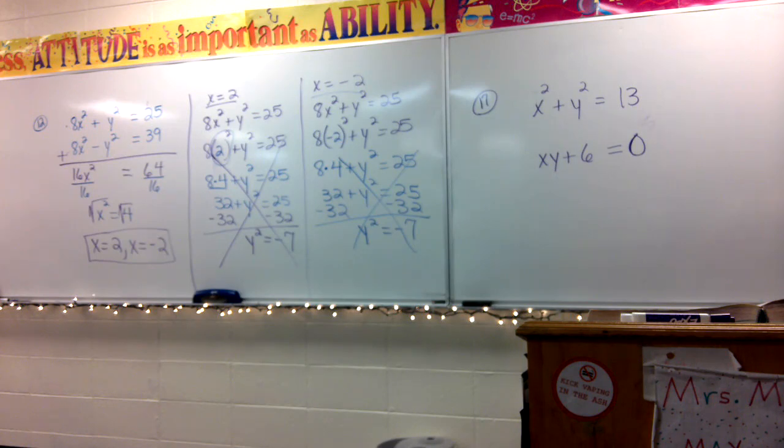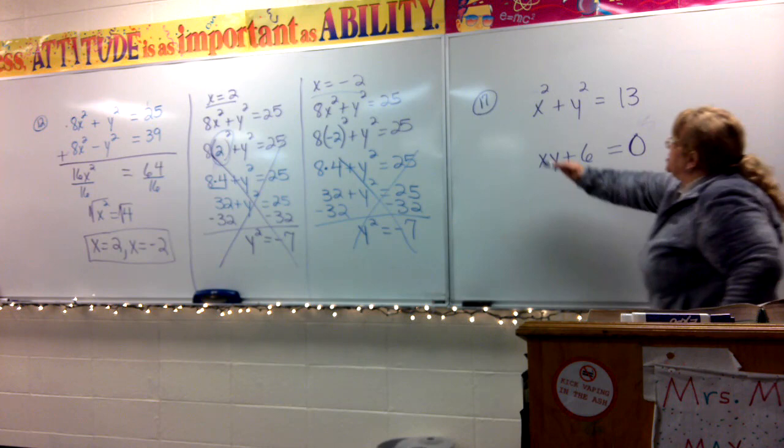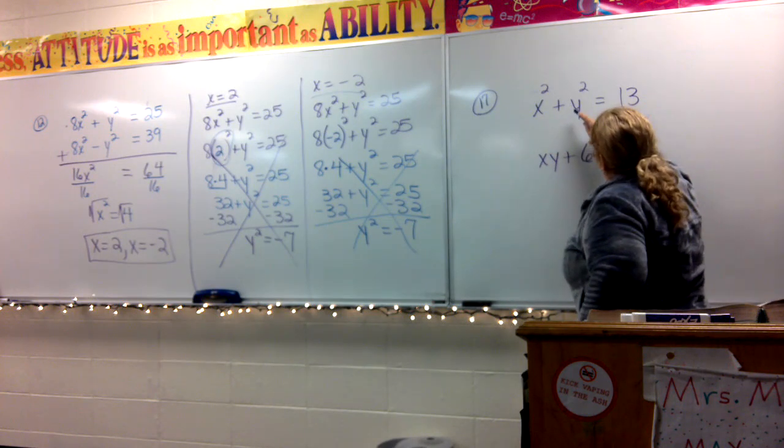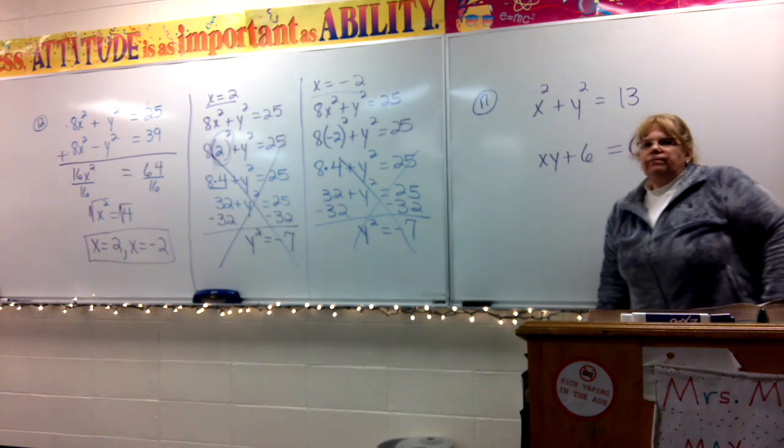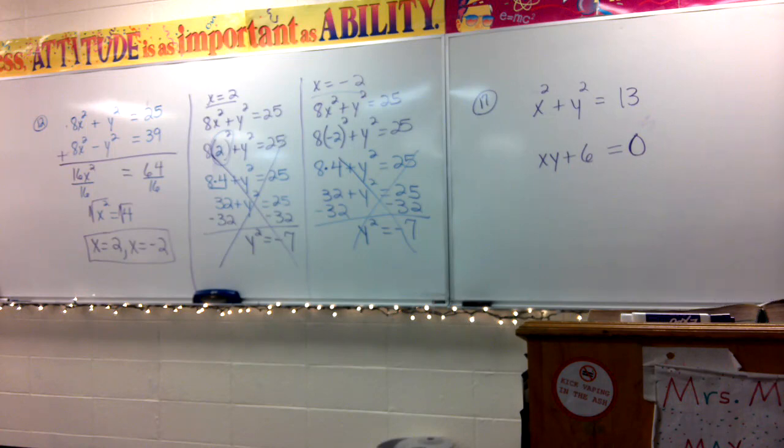And you can't use the addition method. I've got an x squared and an x to the first power. I've got a y squared and a y. You can't put those together since they're not like terms. So that only leaves one option. Substitution.